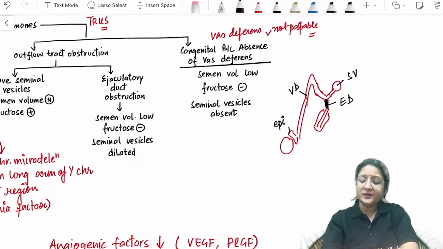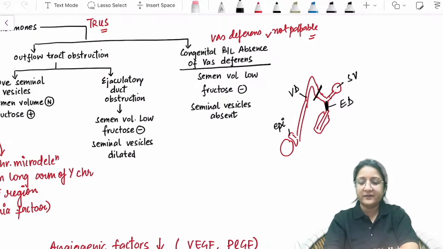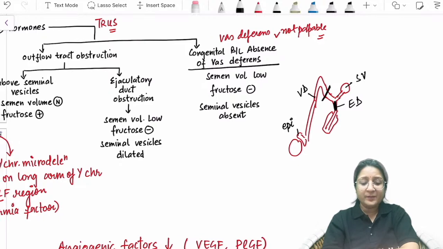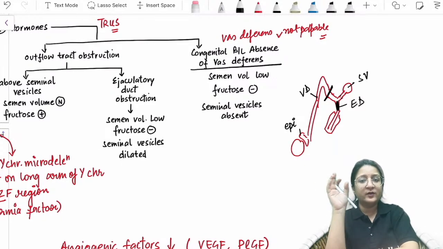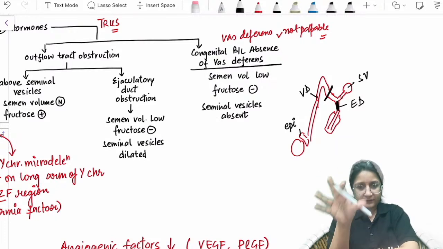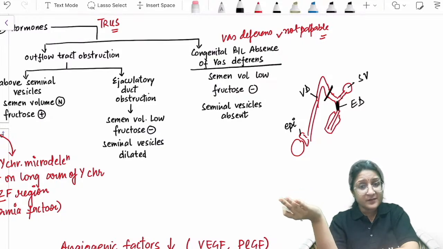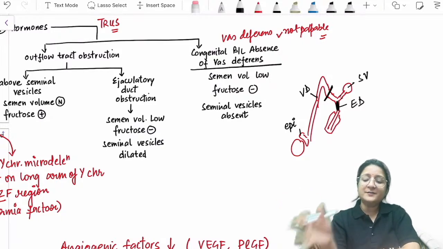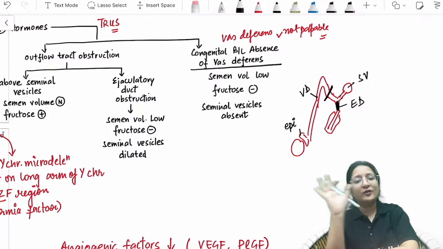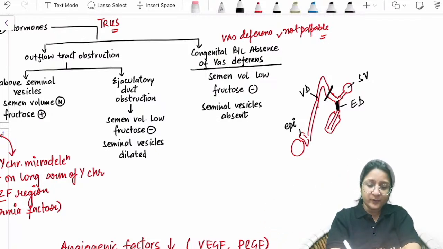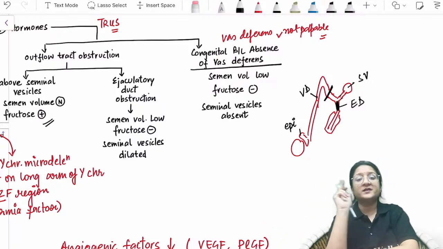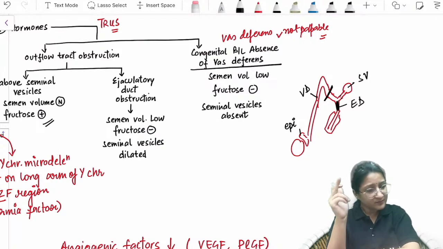So if the obstruction is above the level of the seminal vesicles, somewhere here, what will happen? The semen volume is going to be normal, because much of the seminal fluid comes from the seminal vesicles. So if the obstruction is above the level of the seminal vesicle, the semen volume is normal, and there is going to be fructose also. Fructose comes from the seminal vesicle secretions only, so fructose is going to be present in that situation.